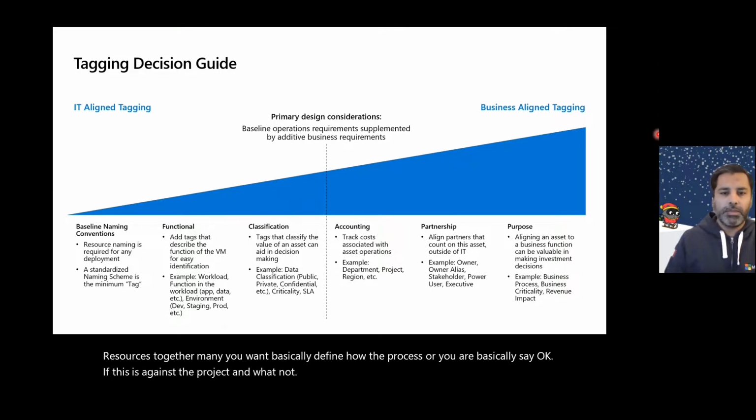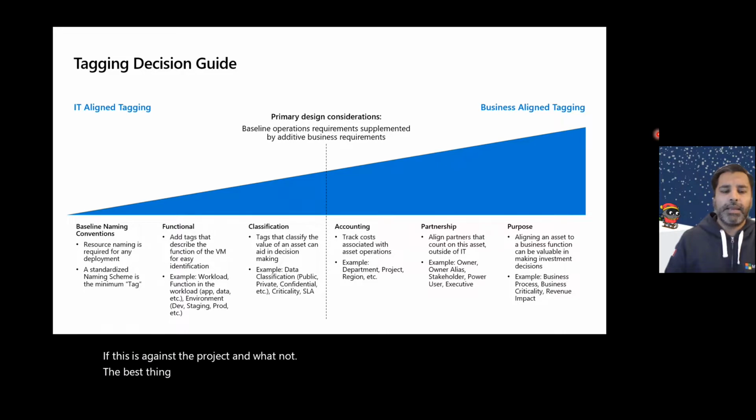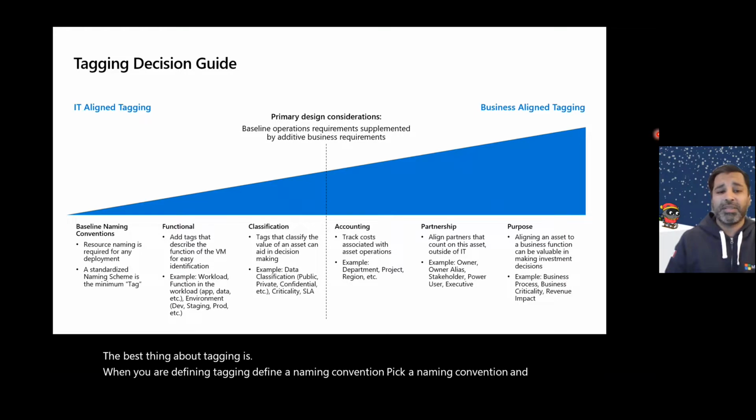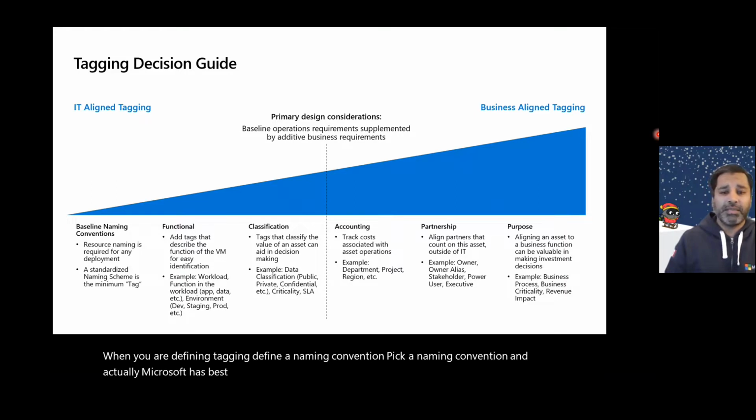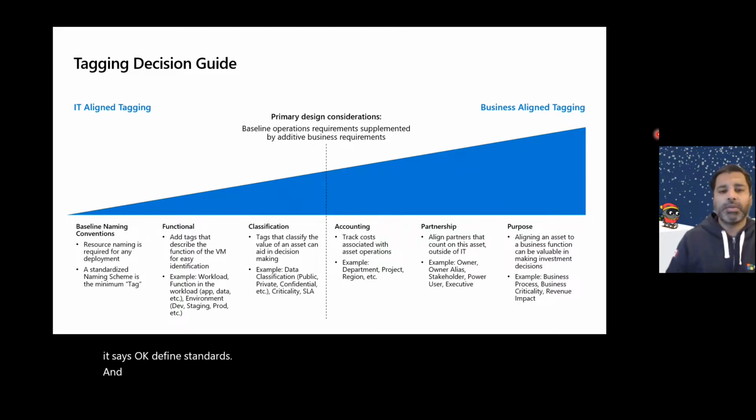So the best thing about tagging is, when you are defining tagging, define a naming convention. Pick a naming convention, and actually Microsoft has best practices. It defines and tells you, and we'll see that in the next slide, where it says, okay, define standards, and then you can do tagging.